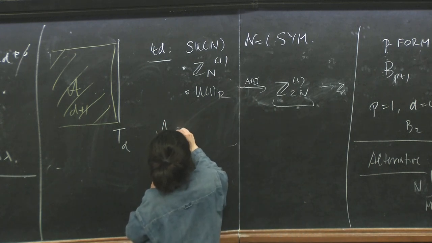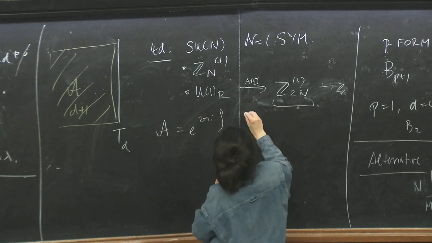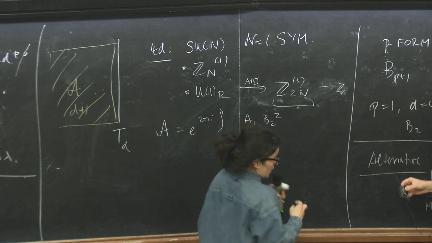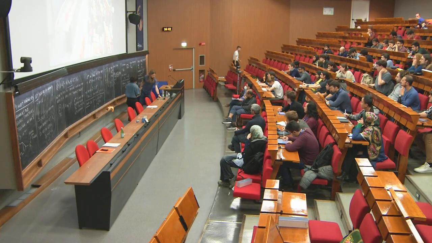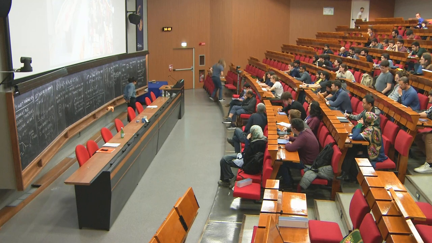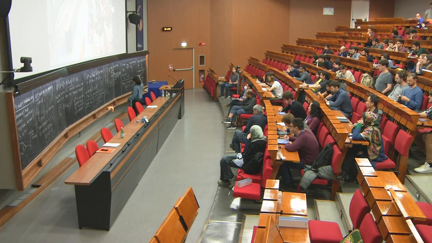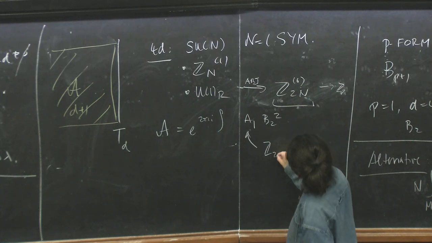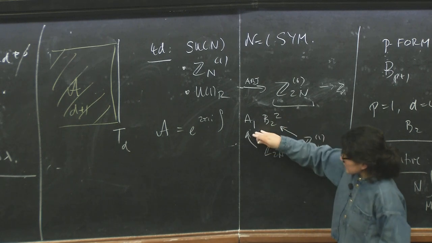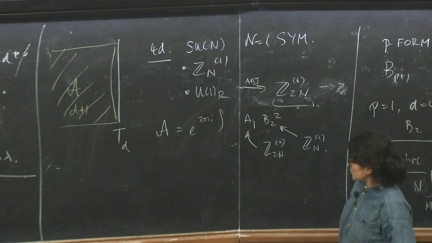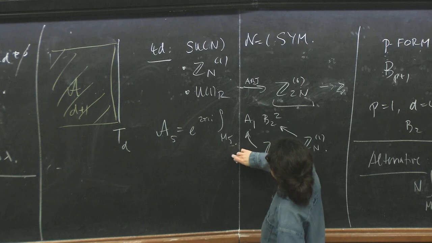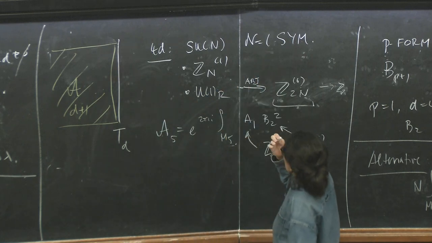And so this anomaly is equal to e to 2 pi i integral A1 B2 squared, where A1 is the background for this chiral symmetry Z_2, and B2 is the background for the one-form symmetry. This is actually an anomaly which will be very closely related to constructions of non-invertible symmetries. So this is a five-dimensional anomaly theory that lives on some M5, where the boundary of it is the 4d N equals 1 super Yang-Mills theory.